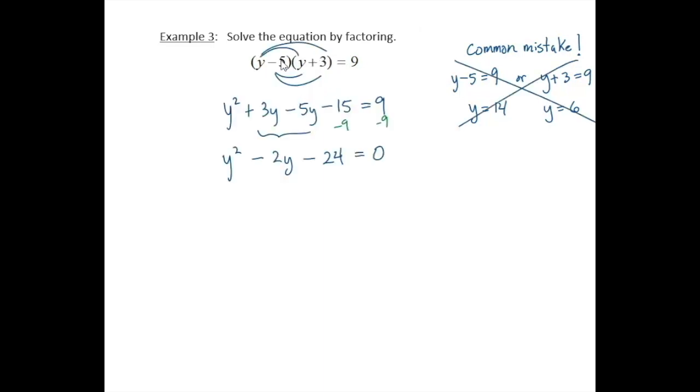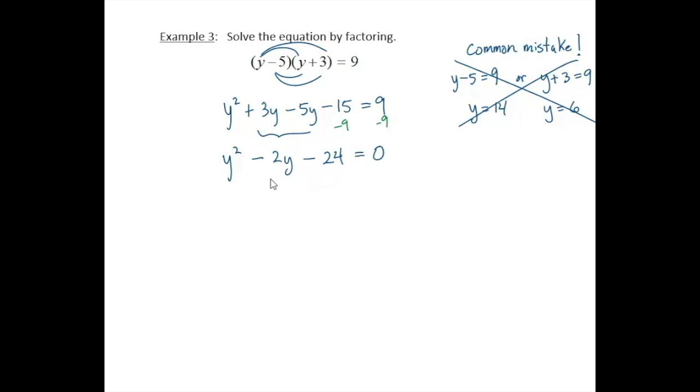So first we multiply this out. y times y is y squared. y times 3 is plus 3y. Negative 5 times y is negative 5y, and negative 5 times 3 is negative 15. All of this is equal to 9. Combining the like terms, 3y minus 5y is negative 2y, and to get the 0 on the right side, we'll subtract 9 from both sides, and negative 15 minus 9 gives us negative 24.